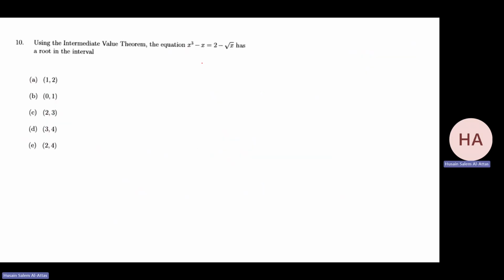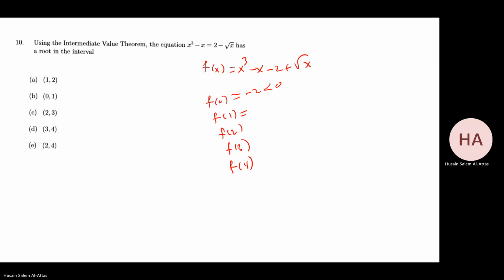The same thing, but I need to rearrange it. X cubed minus x minus 2 plus the square root of x. Check f of 0, f of 1, f of 2, f of 3, and f of 4. F of 0: 0, 0, 0, minus 2, negative. F of 1: 1 minus 1, 0, minus 2 plus 1, that is minus 1, negative. F of 2: 8 minus 2 minus 2 plus 1, which is 9 minus 4, which is 5.